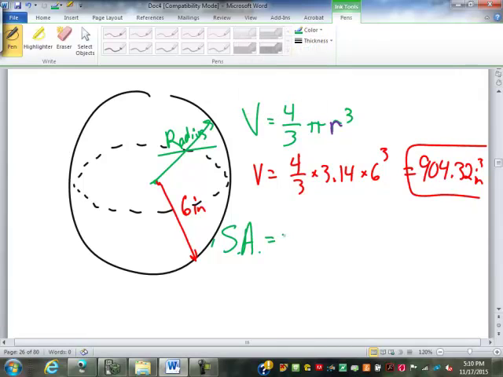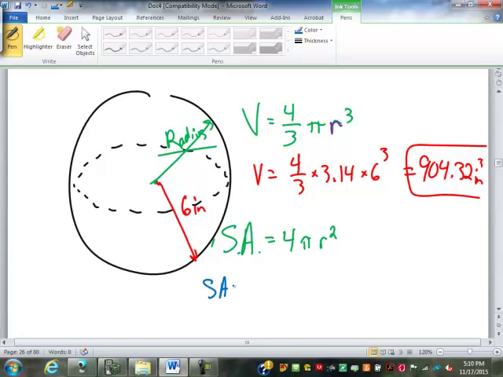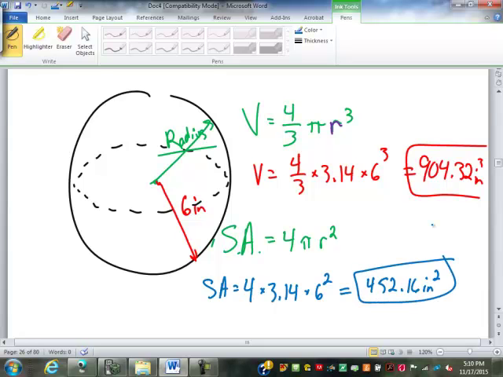The surface area is defined by the formula 4 times pi times the radius squared. So for this object, that surface area is going to be 4 times 3.14 times 6 squared, or 452.16 inches squared. Correct?